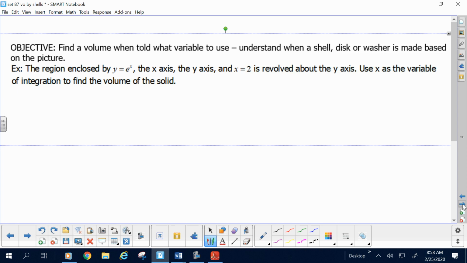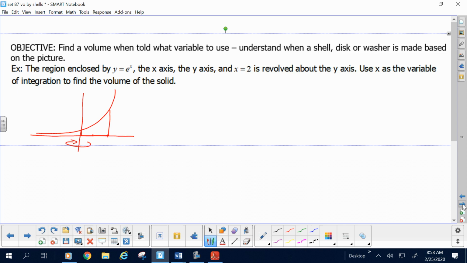All right, so would you sketch a graph there? x-axis to y-axis, and x equals 2. So that region revolved about the y-axis. Use x as the variable of integration. So your choice isn't, there's not a choice at all, actually. You're not going to choose between discs and washers. They're making the choice for you the minute they tell you x.